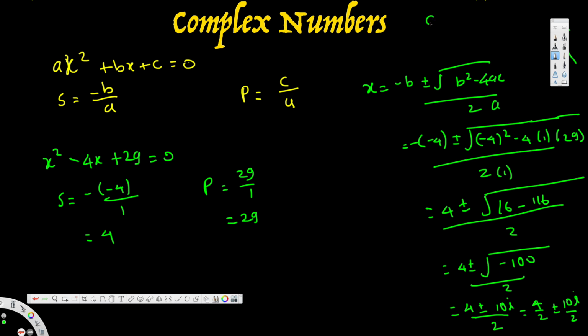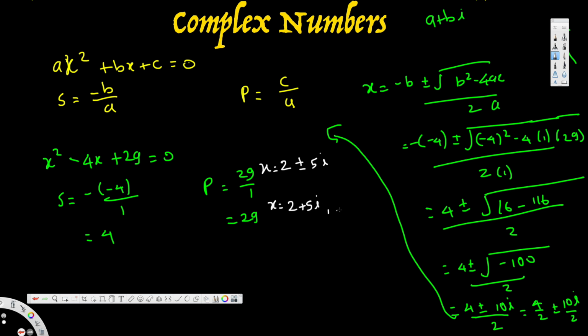Standard form is basically a plus bi. a is the real number, bi is the imaginary number. Now we got it in that pattern. Now let's continue right here. I use a different color so we don't mix it up. Here 4 over 2 is 2, plus or minus 10 over 2 is 5, so 2 plus or minus 5i, and here we have two answers. x is equal to 2 plus 5i, and also x is equal to 2 minus 5i.